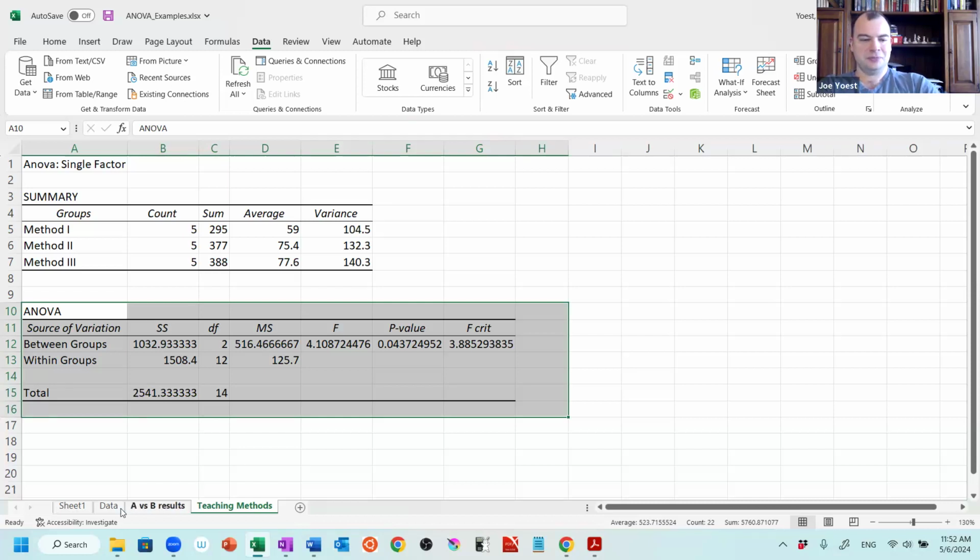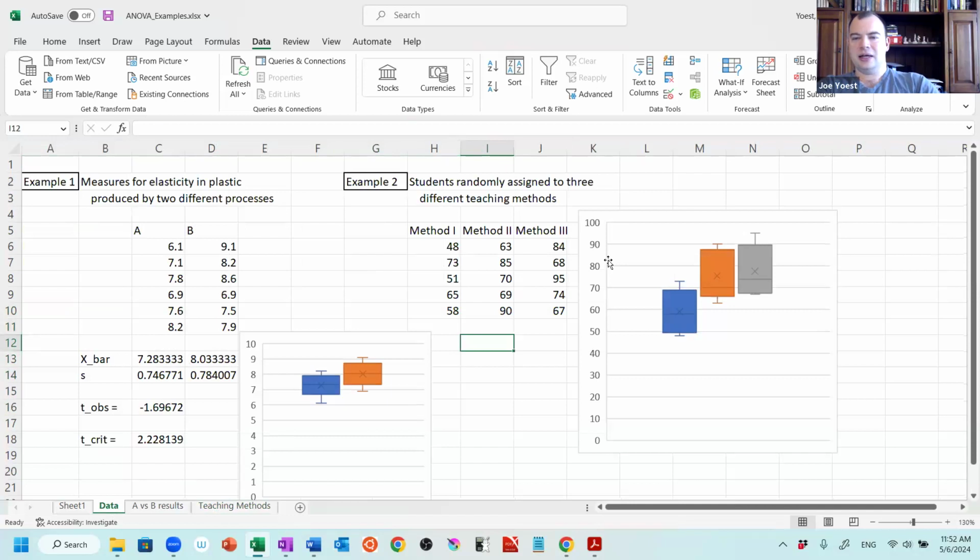Now, maybe looking at the data, I would strongly suspect that mean 1 is less than mean 2, and that mean 2 and mean 3 are equal. But I didn't actually prove that. I didn't actually demonstrate that statistically with ANOVA. All that ANOVA has said is that at least one of the means is different from at least one of the others.